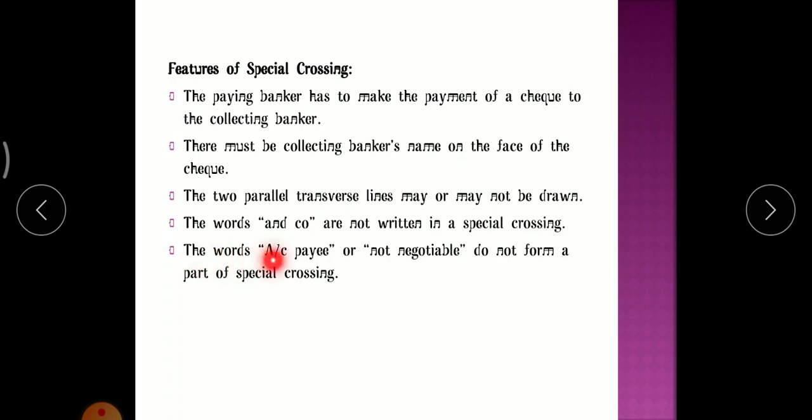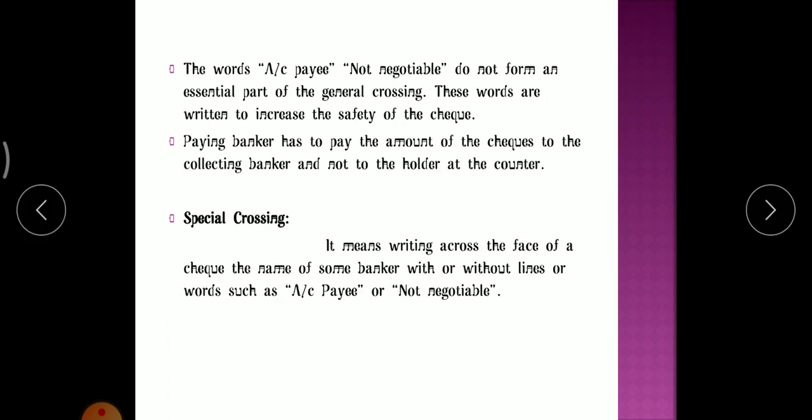Okay, the words "account payee" or "not negotiable" do not form a part of special crossing. It is not necessary, but in general crossing, "account payee," "not negotiable," and "and company" will be necessary. If nothing is written, then it will be a problem. Okay, so these are the features of special crossing.